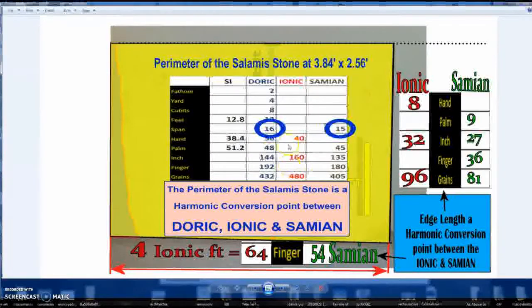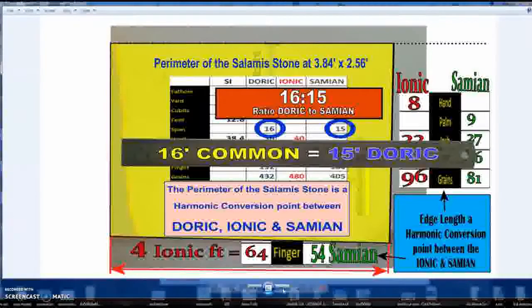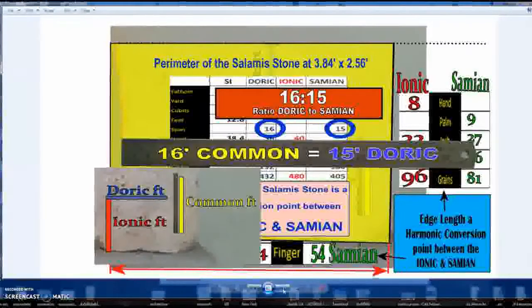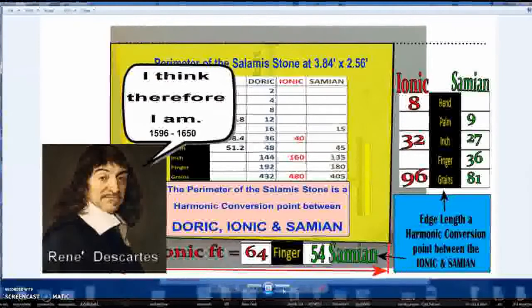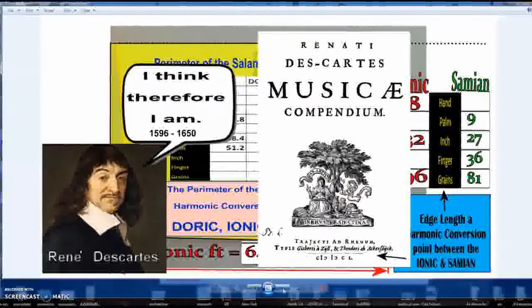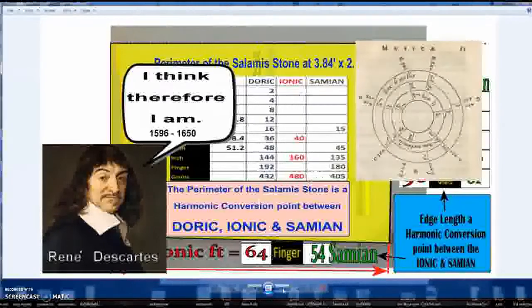Now, again, back to the 16 to 15 ratio. As an example, we see the perimeter of the stone is 16 Doric span or 15 Ionic span. I mentioned it earlier, it's one of these really important things. Now, René Descartes, the famous philosopher, I think therefore I am, I think therefore I exist. More than that type of philosophy, he also wrote the Compendium of Music.